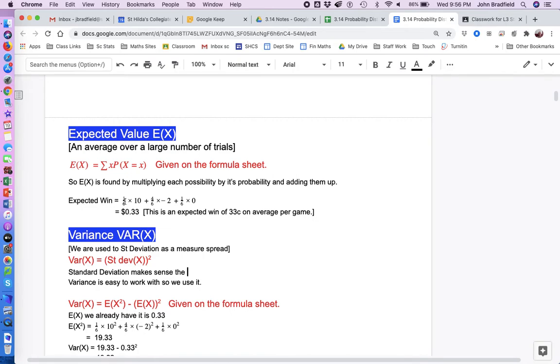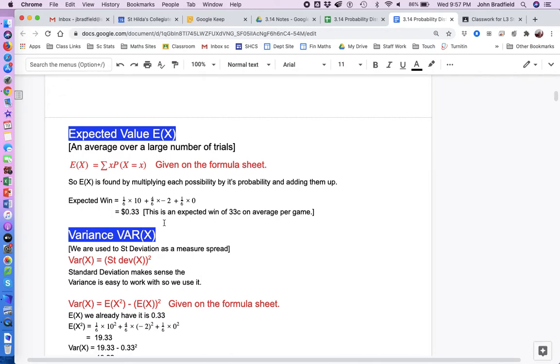The expected winnings: the probability of each value times the value. And actually I've got it typed out there in the opposite order to the formula, because the formula has the value first, then the probability. If you add them all up, you get this. Now, in context, that means on average, for every game that's played, you will win 33 cents. So that's good. That's a game you should play.